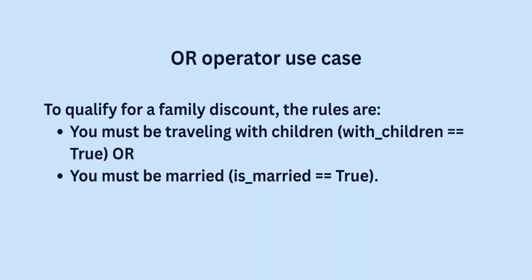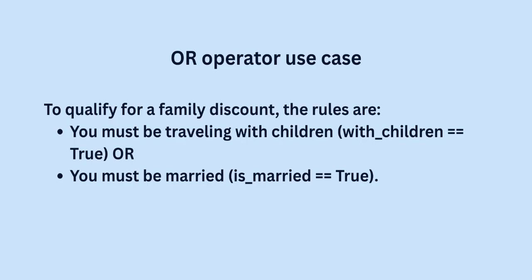Also, let's say to qualify for a family discount, the rules are you must be traveling with children or you must be married. So one condition must be true. It's either you are traveling with children or you are married. If none of them is true, then you're not going to get that family discount. So this is an example of the OR operator.